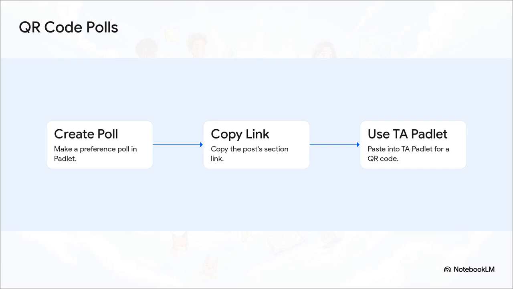You can also build on this to create an awesome interactive classroom vibe with a quick preference poll. Think asking the class what their favorite food is or which English-speaking country they'd love to visit most. And here is a fantastic little tech hack from our sources.